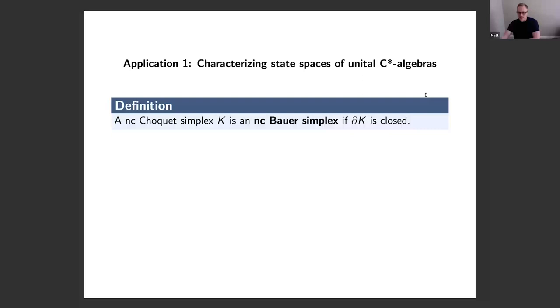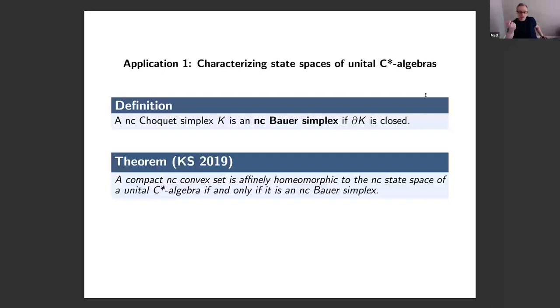So as in the commutative setting, let's say that an NC simplex is a Bauer simplex if its extreme boundary is closed. Then Eli and I showed that a compact NC convex set is affinely homeomorphic to the NC state space of a unital C-star algebra, potentially non-commutative, if and only if it's an NC Bauer simplex. So this completely describes the NC state spaces of unital C-star algebras.